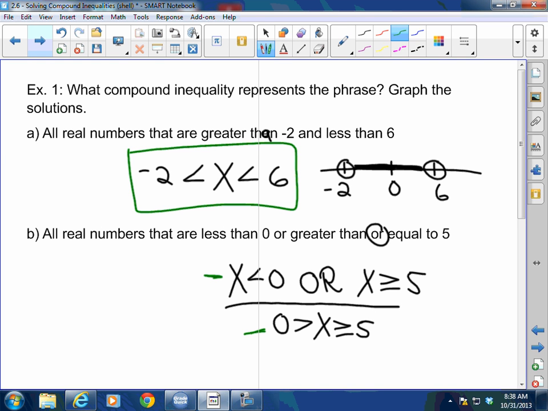Yes, sir? Not necessarily. This one could have been the same way too. I could reverse this and go greater than 5, but less than 0. So no, do not go by, oh, it's always this pattern. No, please don't do that. Go by reading. Read it and go from the variable, please. Great question. Thank you. Does that make sense, guys?